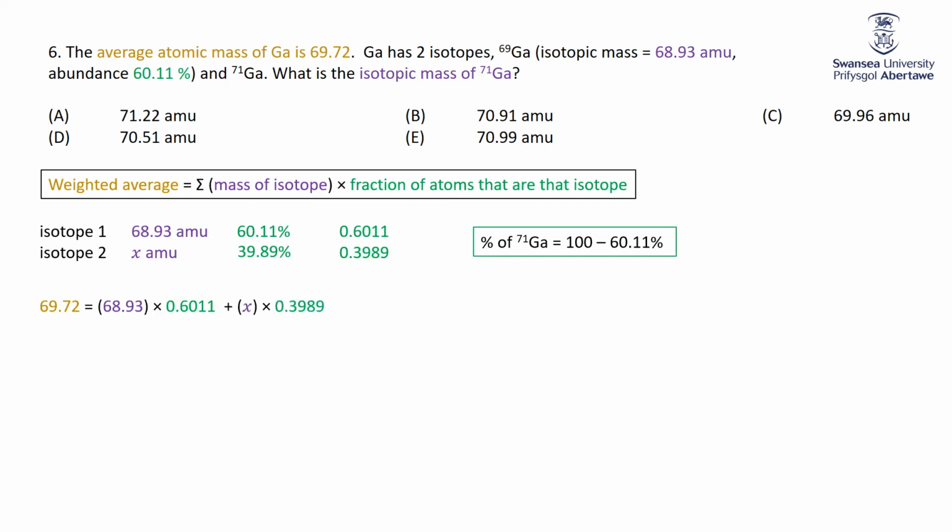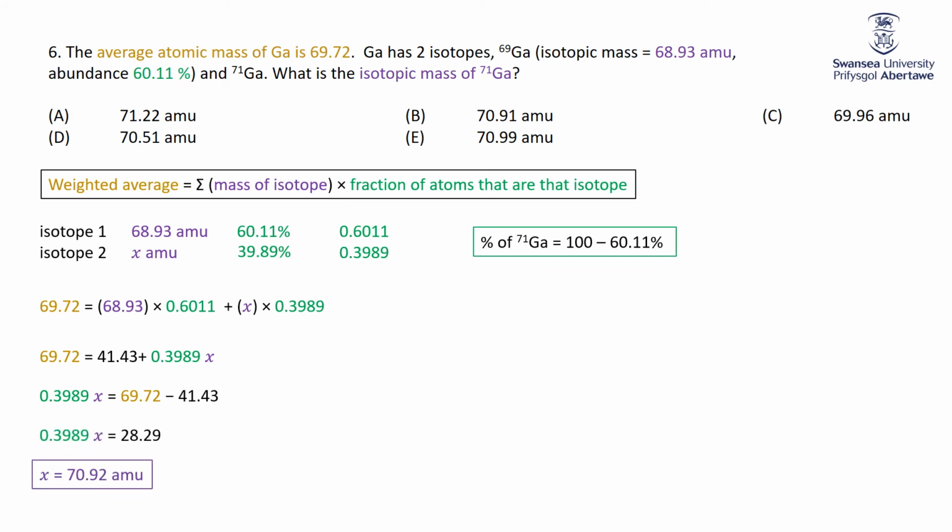So pop everything into the equation. There's the atomic mass, 69.72. Isotope 1, 68.93 times 0.6011. Isotope 2, X that we don't know, times 0.3989. Multiply that out and we get 41.43. Subtract 41.43 from both sides and we get 0.3989x there. 69.72 minus 41.43. Thus x is 70.92.